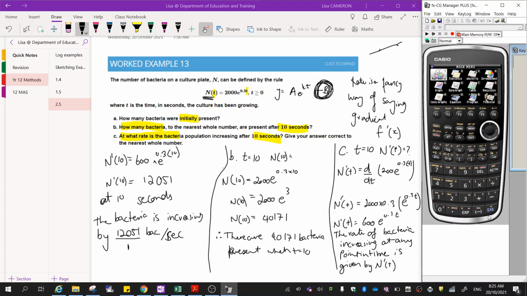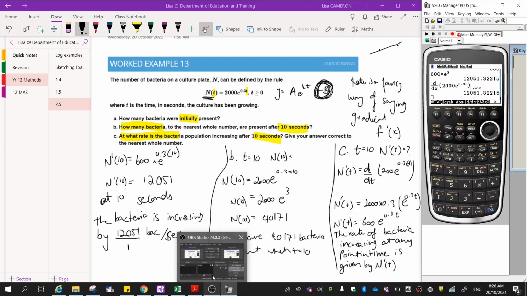Your other option for calculating part C is if I go math, derivative, I'm going to put in my original function, and go across and enter in the value that I want to solve for. So it's saying calculate the derivative of this function and then input 10. And then we get the same answer again. So there's multiple ways that you can use your calculator to solve these things.